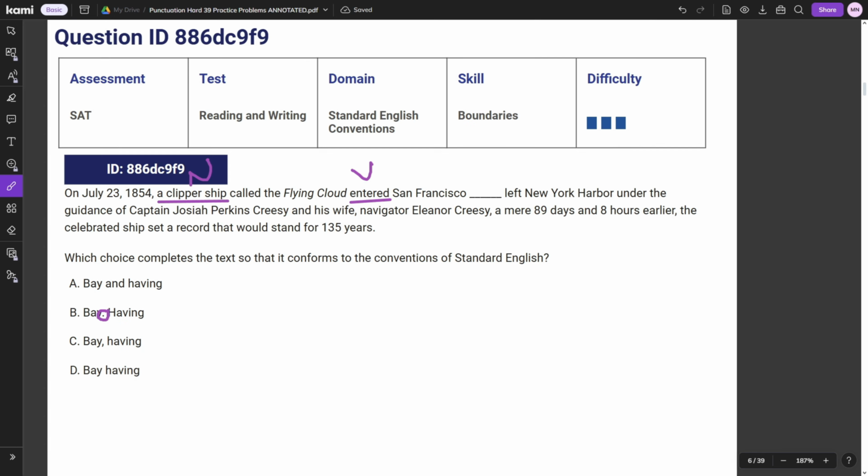And guess what? If there's a complete sentence, if you don't have a period, then all of these would just make it a run-on sentence. We can also check this by just seeing if everything after is also a complete sentence. And then you would also notice that all the way down here, the celebrated ship, that's a noun, and set a record, that's the verb. So it would be 2 complete sentences. And what do you need to do to connect 2 complete sentences? You need a period, a semicolon, or a comma and a fanboy, which means our answer will be B.